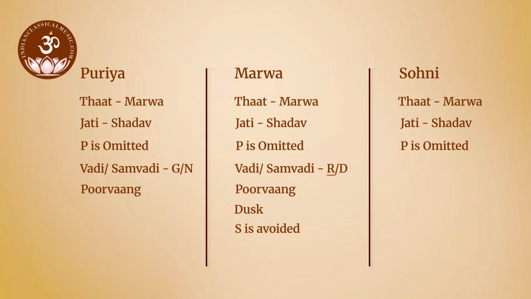Puriya is also Poorvang-pradhan, and the raga is elaborated more in the lower octave. But you can still go up to the higher octave also with a little less elaboration. Mood wise, both Puriya and Marwa are very serious ragas. But the use of Ga and Ni is what makes Puriya sound quite distinct from Marwa. The Vadi and Samvadi is what makes it distinct from one another.